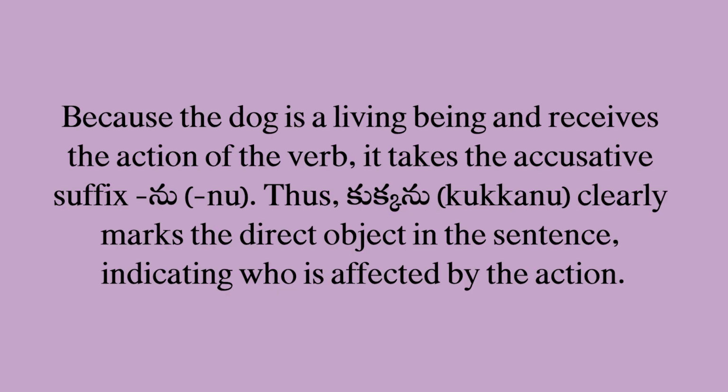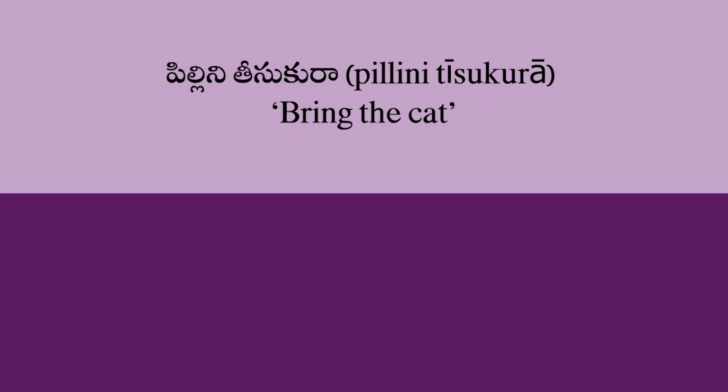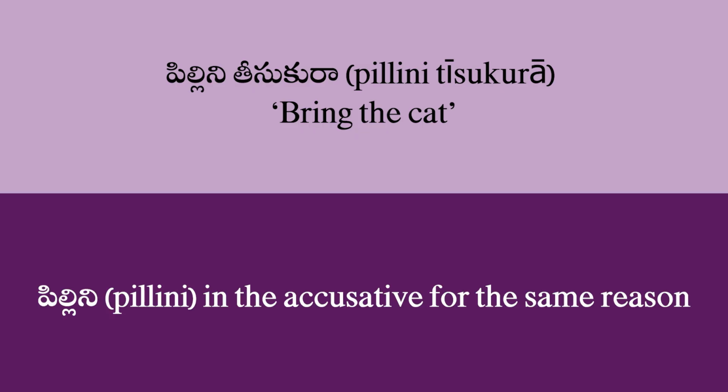It takes the accusative suffix nu, thus Kukkanu clearly marks the direct object in the sentence, indicating who is affected by the action. Similarly, Pillini Tiskura, bring the cat, uses Pillini in the accusative for the same reason. These examples show how accusative marking identifies the object of the action.